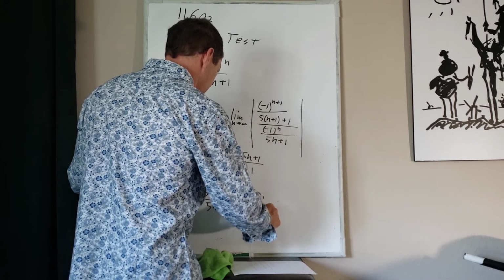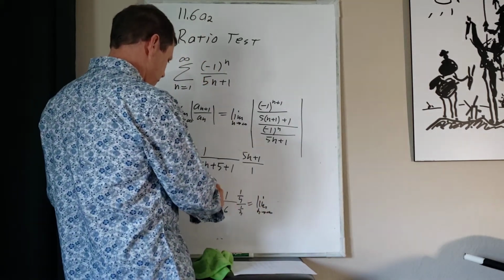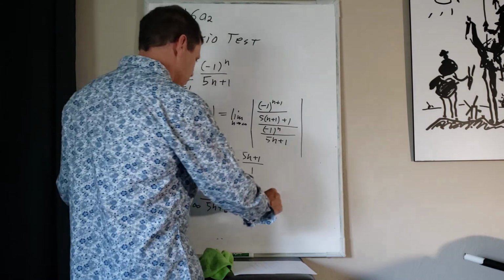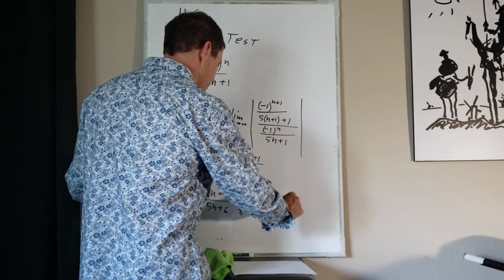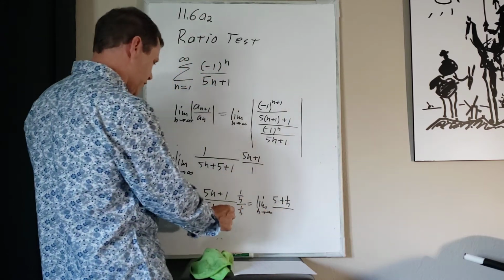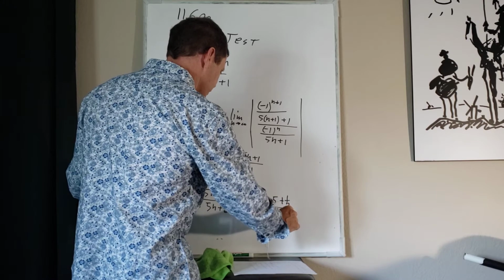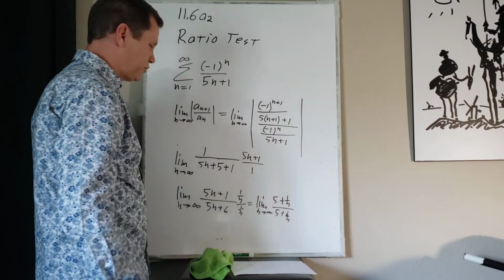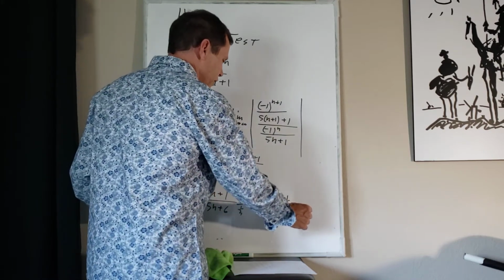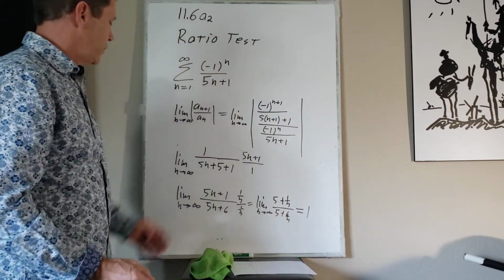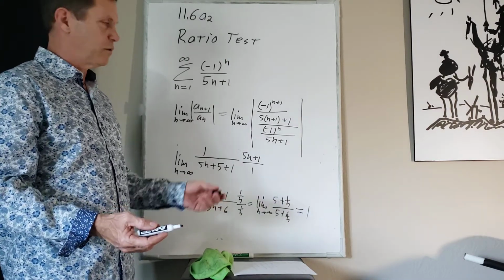As n goes to infinity of 5n over n is going to turn into 5, and that's going to turn into 1 over n, and this is going to turn into 5, and this is going to turn into 6 over n. So as n goes to infinity, that's going to 0, that's going to 0, so I'm 5 over 5, so this equals 1. Okay, so I did the ratio test and I got a 1. What does that tell me? Doesn't tell me squat. Ratio test didn't do any good.